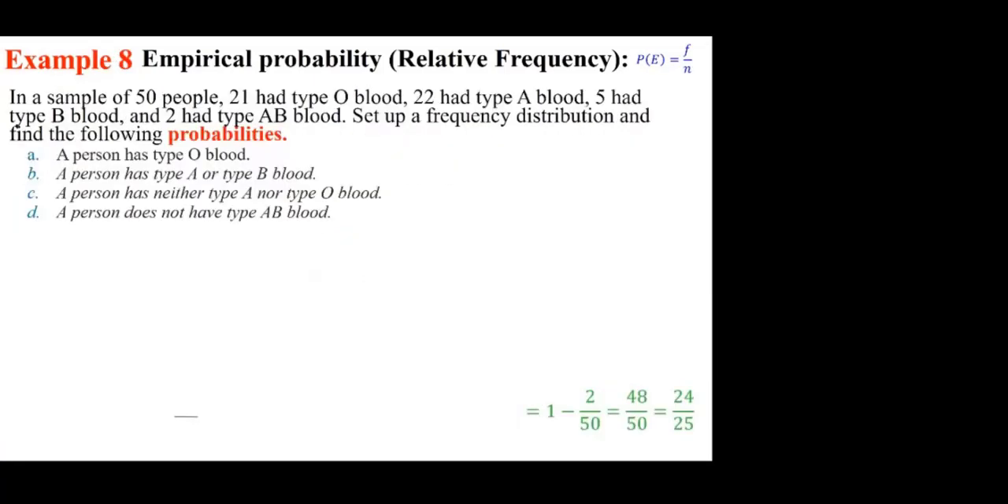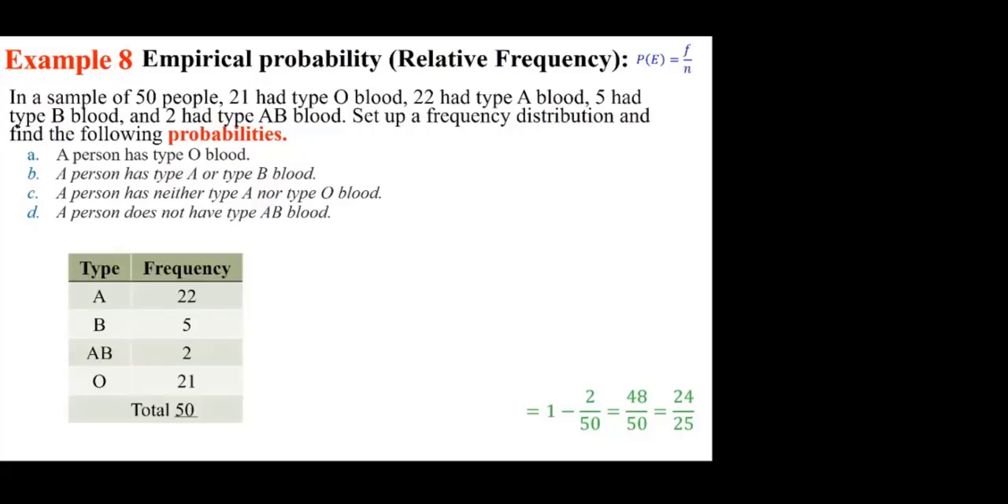In a sample of 50 people, 21 had type O blood, 22 had type A blood, 5 had type B blood, and 2 had type AB blood. Set up a frequency distribution and find the following probabilities. A person has type O, a person has type A or type B, a person has neither type A nor type O, a person does not have type AB.